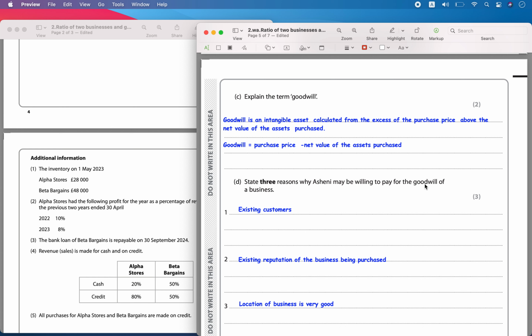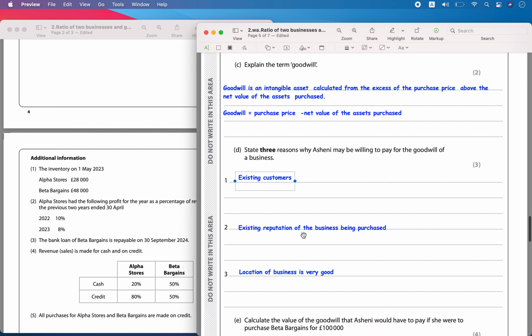Then state 3 reasons why Asheni may be willing to pay for the goodwill of a business. Goodwill is paid because the business being purchased has a lot of customers, it has a good reputation, and it is located in a very good location. All these are non-financial factors and you will record it as goodwill.